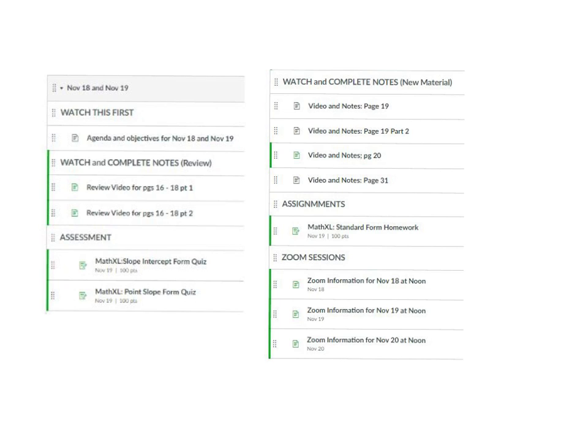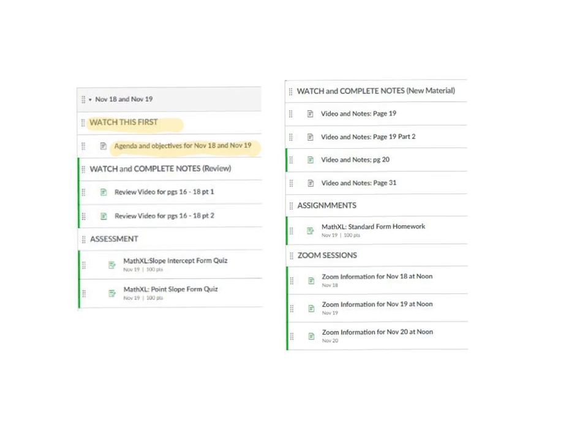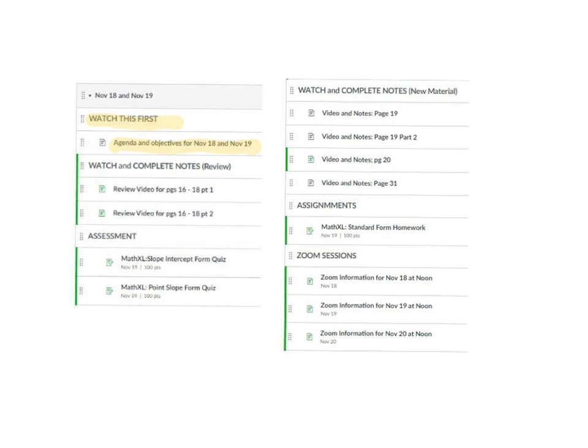Hello, ladies and gentlemen. Just wanted to run through the agenda for Wednesday, November 18th and Thursday, November 19th. So right now you are listening to and watching this first, which is just going through the agenda and the objectives for the following 2 days. Very similar to how we would start class if we were in the physical classroom. So we have different sections that we are going to be working on.